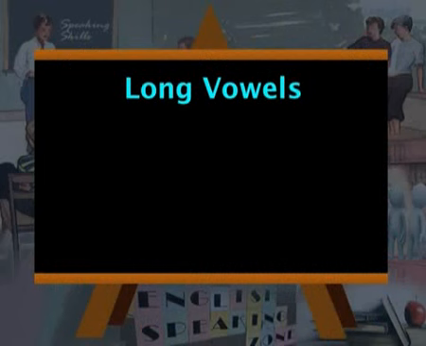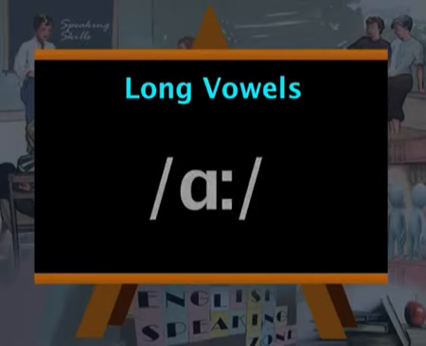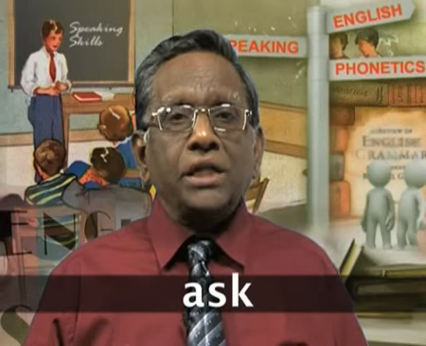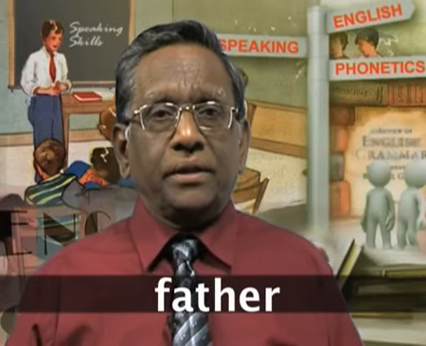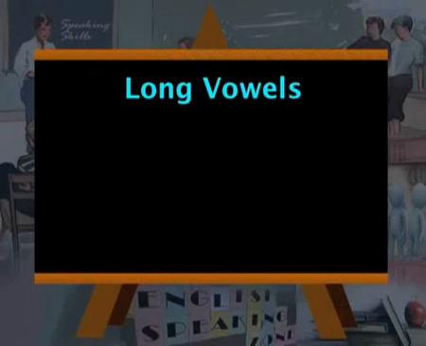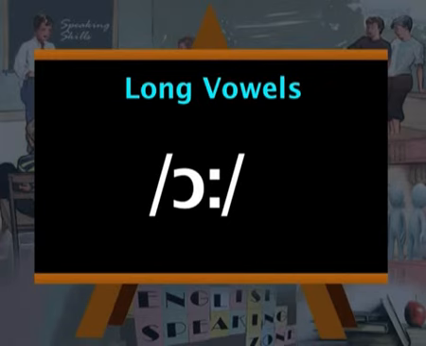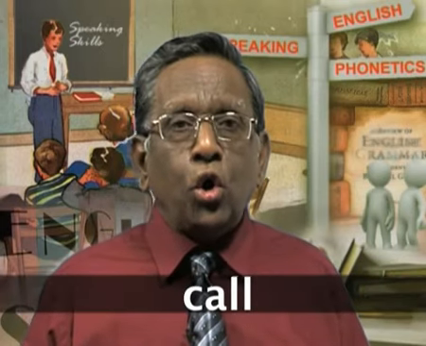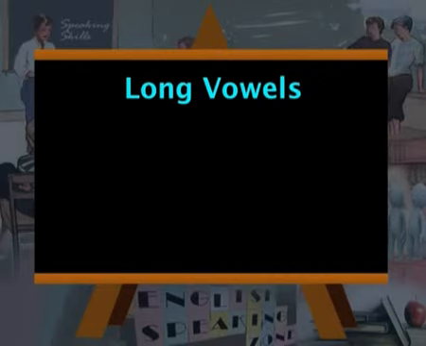And then we have another long vowel which is ah, as we have in a word like ask, father, park, and so on. Then we have a rounded vowel which is long, o, as we have in a word like all, call, ball, and so on.